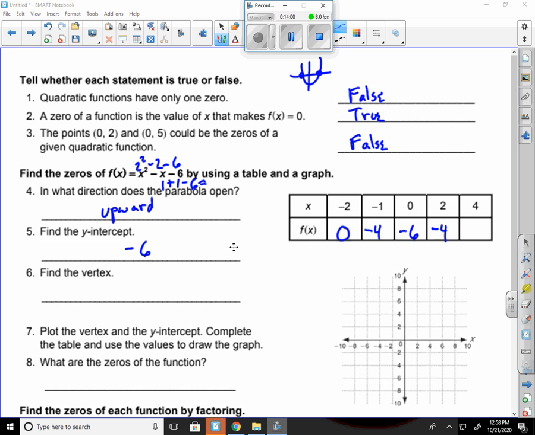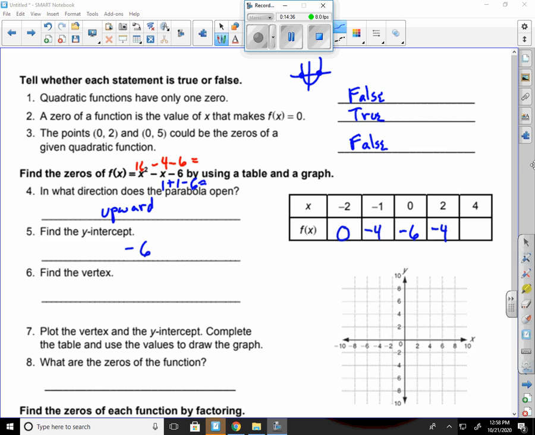And then plug the 4 in. 4 squared is 16 minus 4 minus 6. 16 minus 4 is 12. 12 minus 6 is, I can't think for a second. 12 minus 6 is 6.